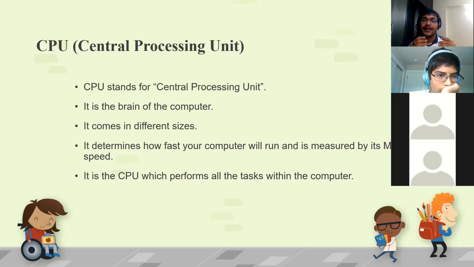The CPU basically helps determine how fast your computer can run, based on the configuration, the RAM, and the things stored in the CPU. It performs all the tasks for your computer. It is basically the main brain of your computer, and it processes each and everything for your computer.